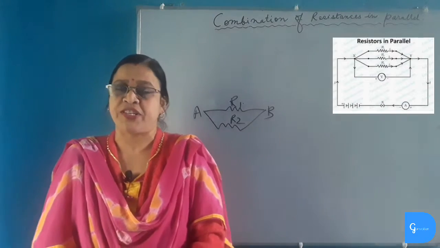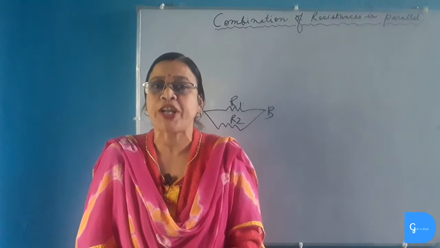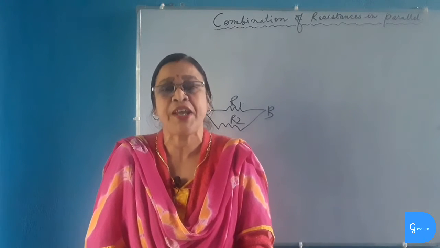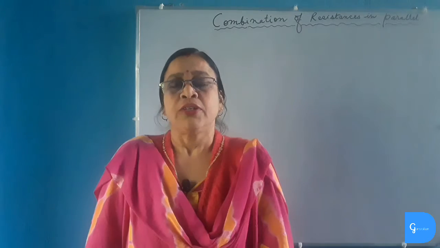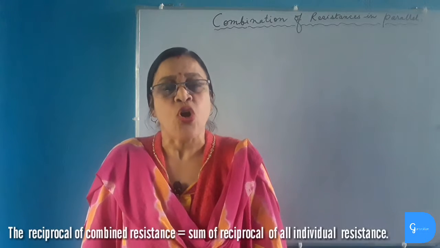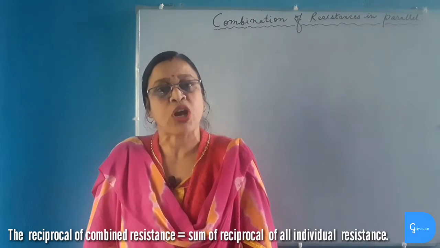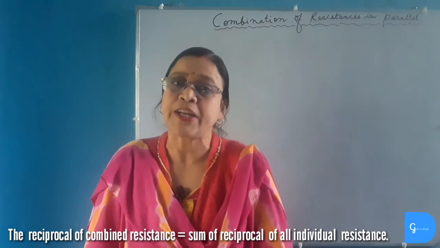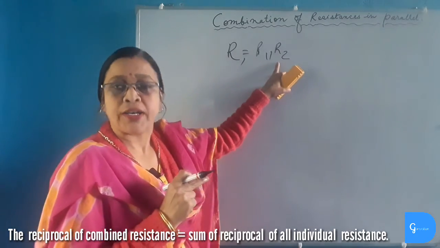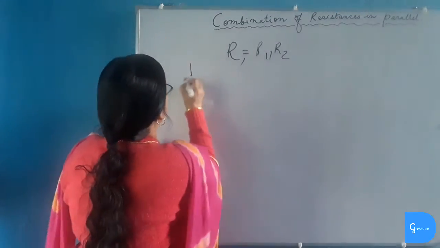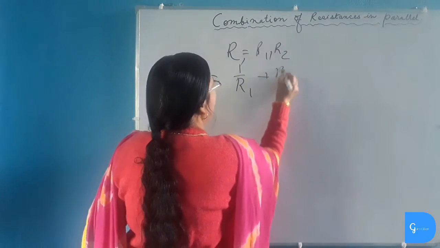In parallel combination of resistance, the combined resistance or the resultant resistance is calculated according to the law of combination of resistances in parallel. And according to this law, the reciprocal of the combined resistance of all the resistances connected in parallel will be equal to the sum of the reciprocal of all the individual resistances connected in parallel. Suppose R is the combined resistance and R1 and R2 are the individual resistance, then the combined resistance in parallel combination will be 1 by R is equal to 1 by R1 plus 1 by R2.